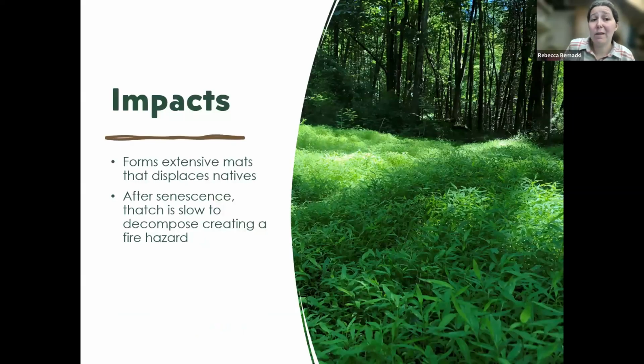And what's the impact of this species? This is actually a picture from Long Island in Lake George, and you can see it's a very, very extensive mat that's been able to displace the native species in that area. After the plant senesces or dies back from the year, the thatch is really, really slow to decompose, and that creates a really big wildfire hazard, especially up here in the Adirondacks, and I'm imagining down in the Catskills as well.